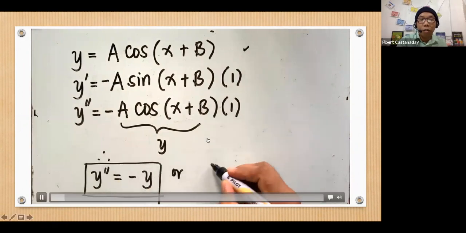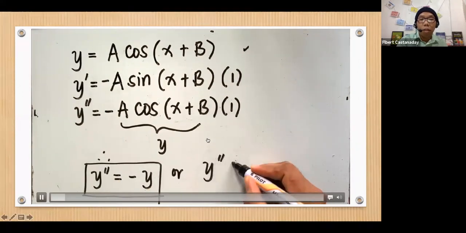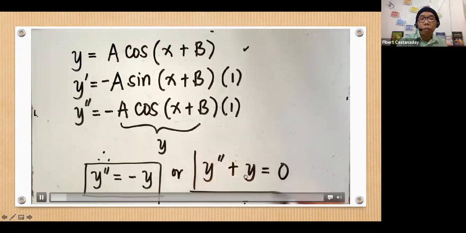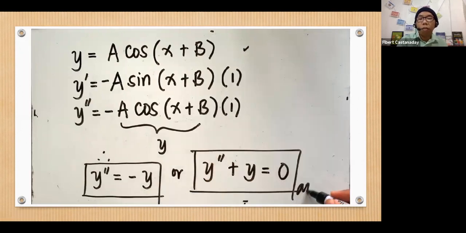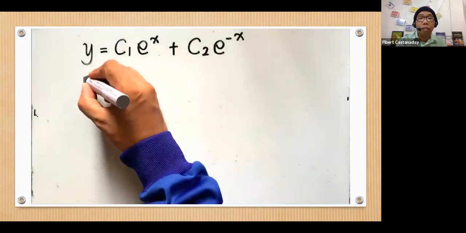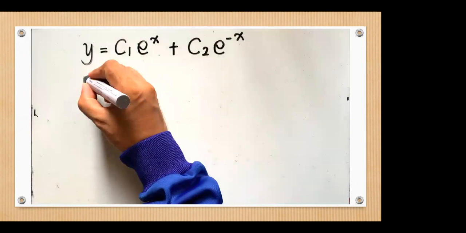You can rewrite this as y double prime. Transpose this negative y to the left-hand side. So you have y double prime plus y equal to 0. Okay, any question here? Naintindihan? Okay, now let's proceed to the next example.